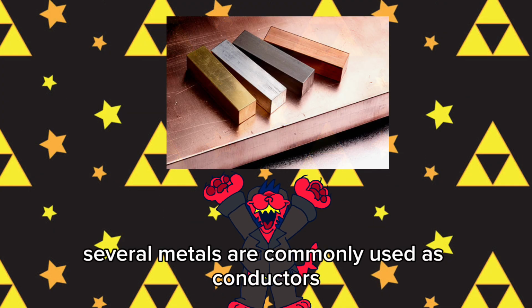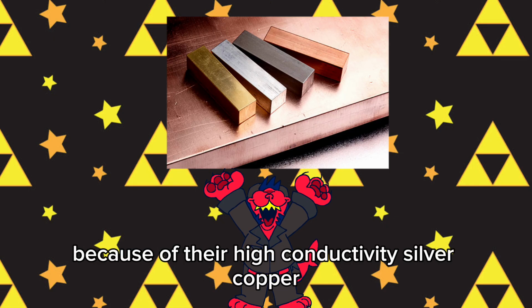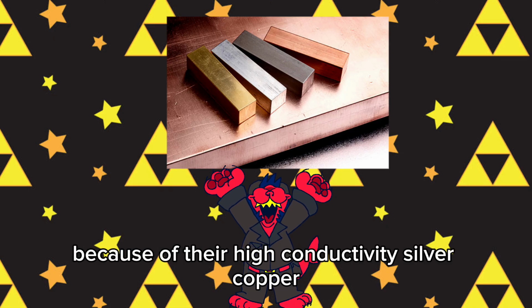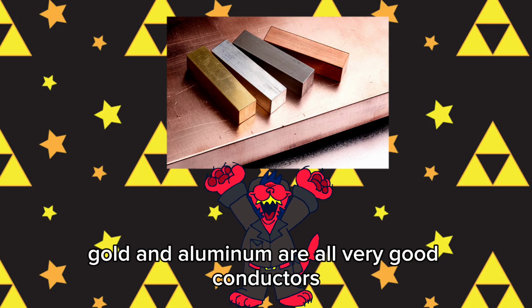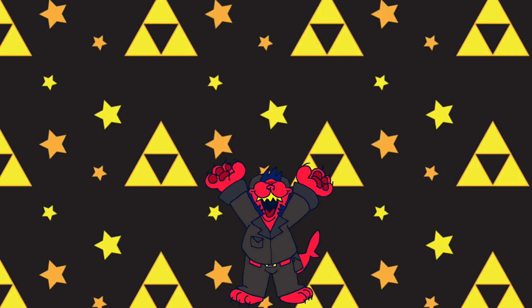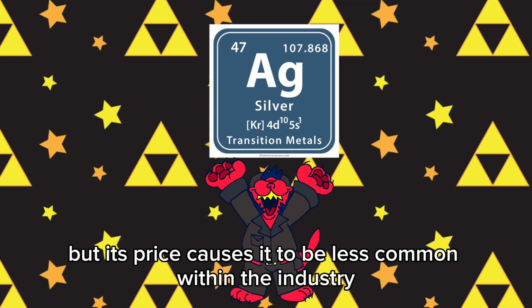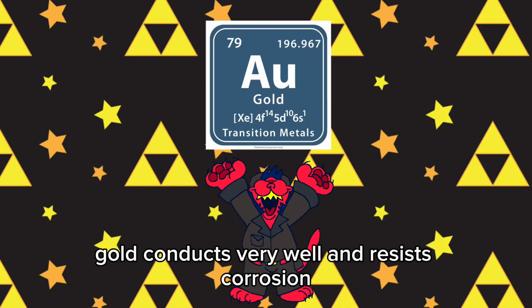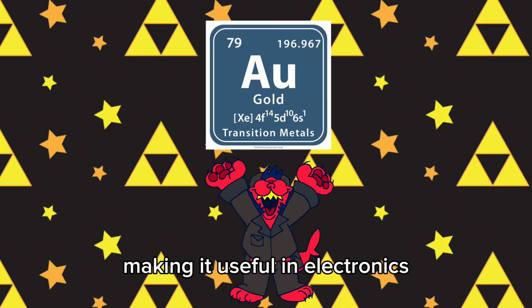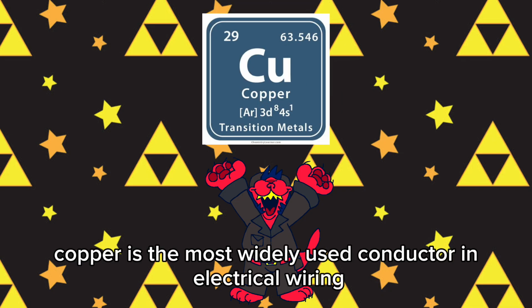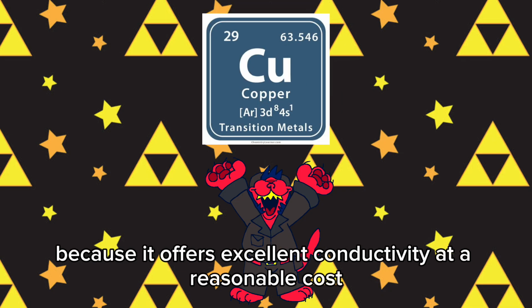Several metals are commonly used as conductors because of their high conductivity. Silver, copper, gold, and aluminum are all very good conductors. Silver is the most conductive, but its price causes it to be less common within the industry. Gold conducts very well and resists corrosion, making it useful in electronics. Copper is the most widely used conductor in electrical wiring because it offers excellent conductivity at a reasonable cost.